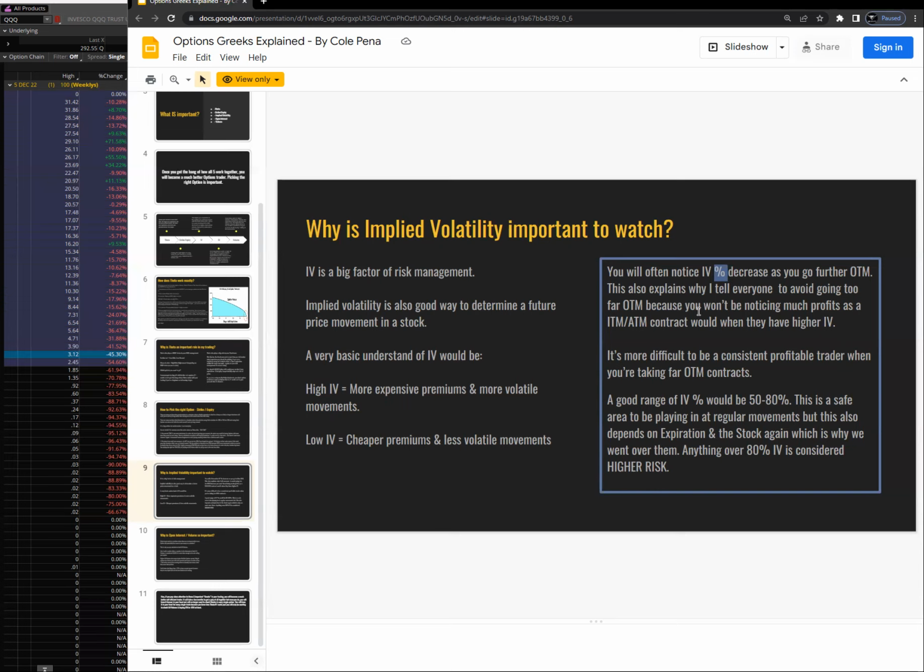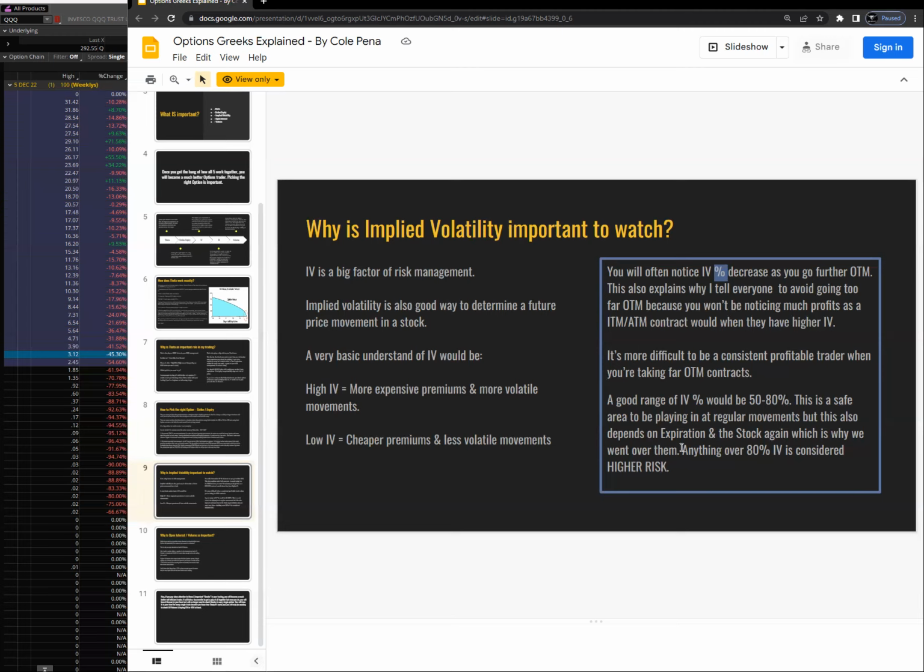This is a safe area to be playing in a regular movement. But this is also depending on expiration, once again, and the stock, once again, like Tesla, for example, which is why we went over them. Anything over 80%, in my opinion, 80% is my deciding factor. Yours can be 60, yours can be 100, whatever you see movements at a faster rate and a slower rate, whatever percentage IV you see, go ahead and make that your deciding factor. It's different for everyone, I would say.